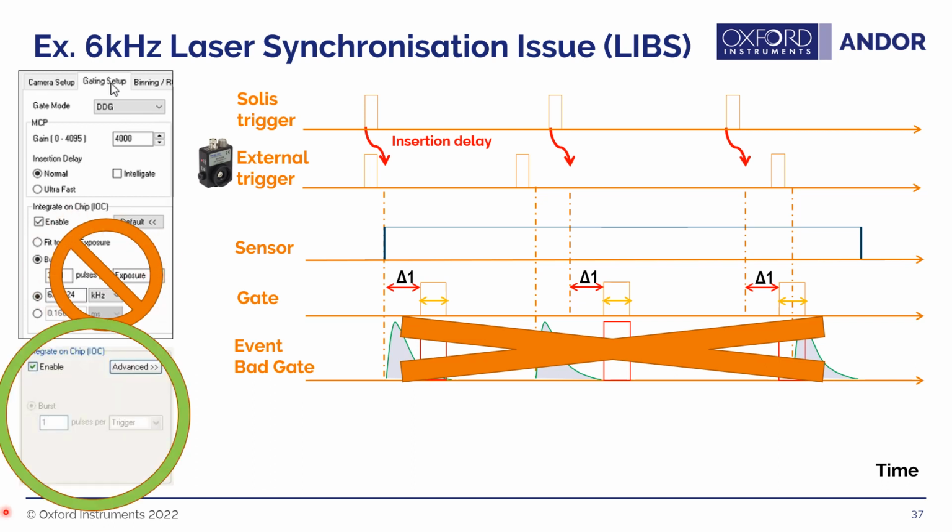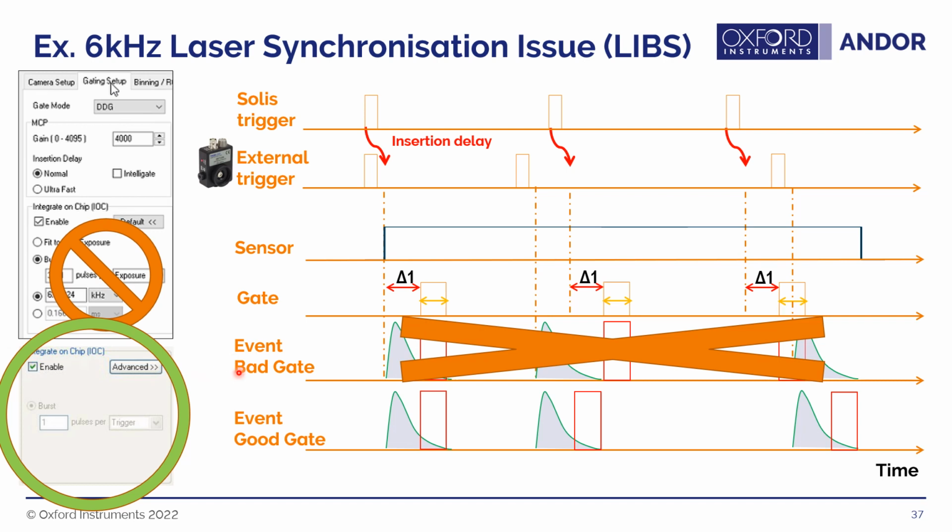Instead, we want to leave this, don't click on this advanced button, leave it on the default, and ultimately what that would do is it would mean that the integrate on chip would fire off of some external trigger source that could be more precisely synchronized with the 6 kilohertz laser. So in that case, then you can see that it's taking an average of multiple different photocathode gates that are happening at the same time window with respect to the time of the phenomenon.